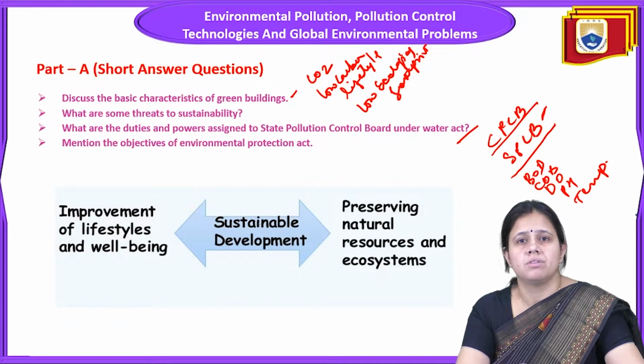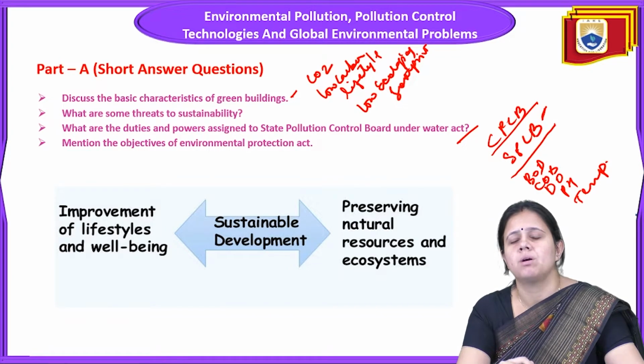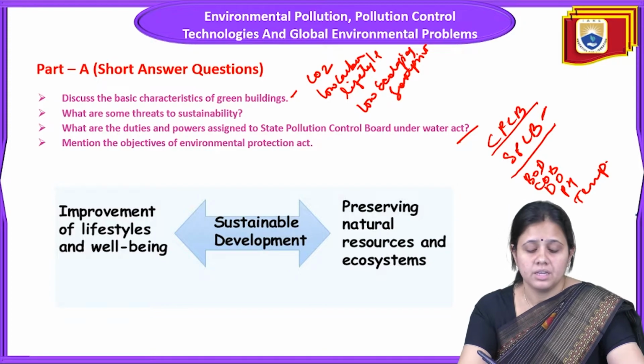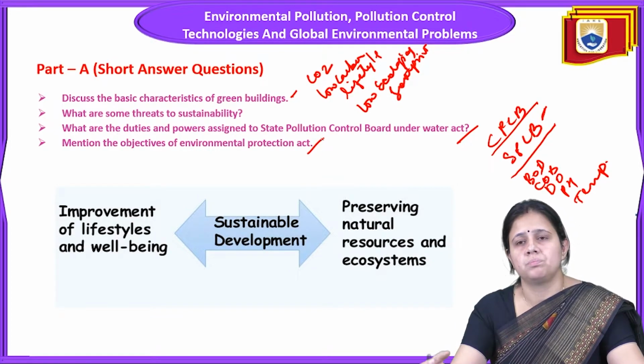And mention the objectives of the Environmental Protection Act. In the Environmental Protection Act, it has been given that it is the duty of every citizen to protect the environment. And under this Environment Protection Act, many acts have been made, like the Air Act and Water Act. They have made provision for the protection of the environment, giving laws on air, water and all these things.